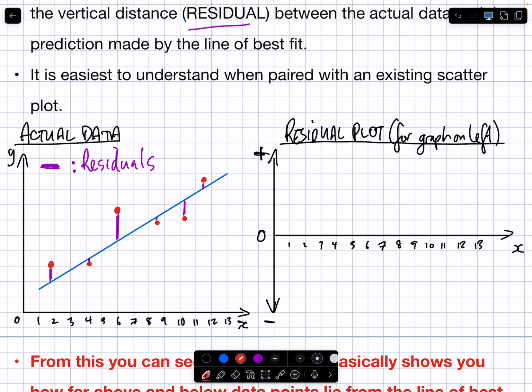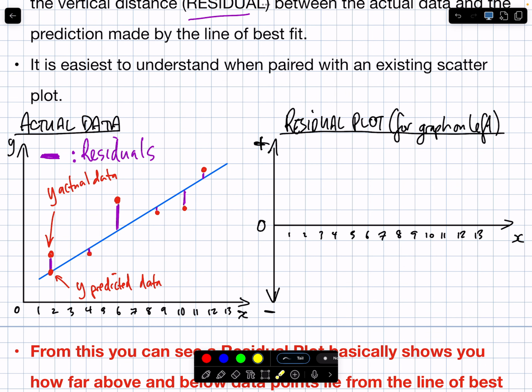So you could summarize that as: this is the Y actual data, and this point here on the line is the Y predicted data. Your equation is saying that we think the line of best fit says the data should be there on the line, when really the actual data is above that. So let's plot the residual so you can see what we're leading into, a residual plot.